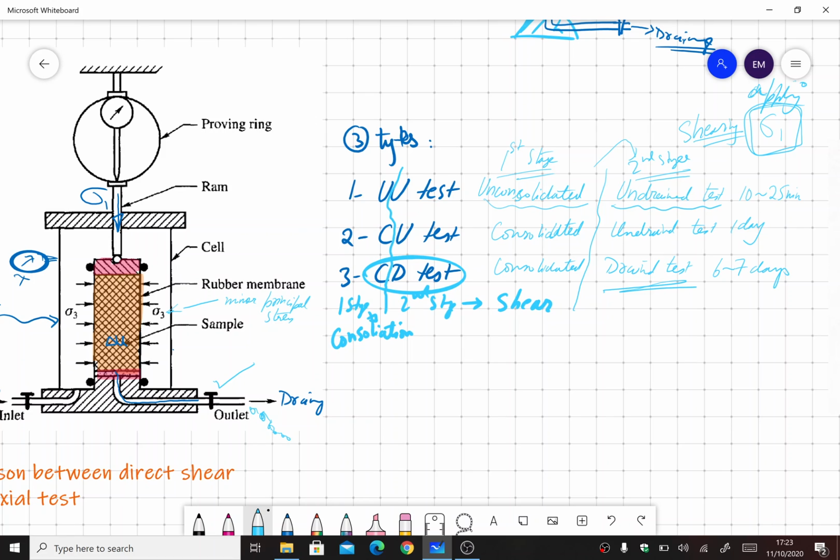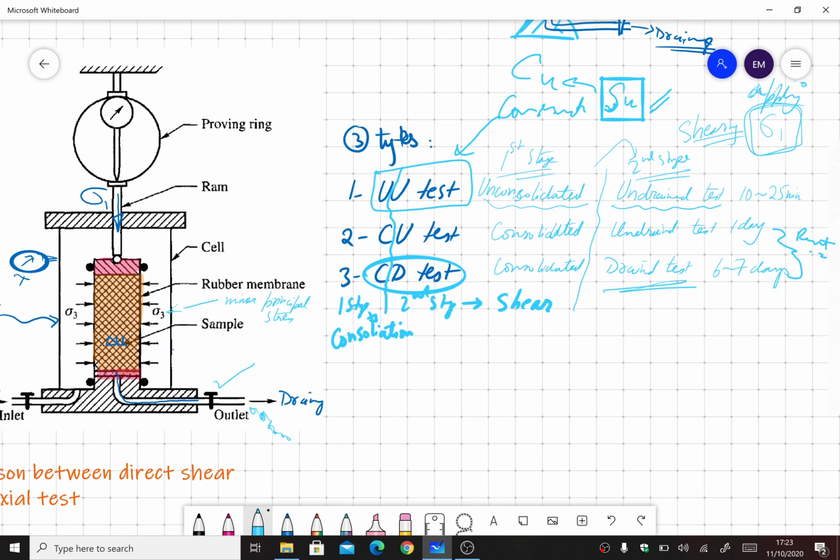Okay, so generally the CD test and CU test are both done for research purposes only because they take much longer. The one most commonly used in the field is the UU test. It gives us the most conservative value of the undrained shear strength of the soil, which is represented by Su, undrained shear strength, or you can also represent it by Cu. So it's your choice what you're going to adopt. Okay, so this summarizes the test procedures.